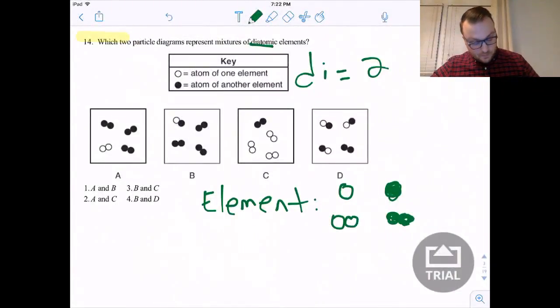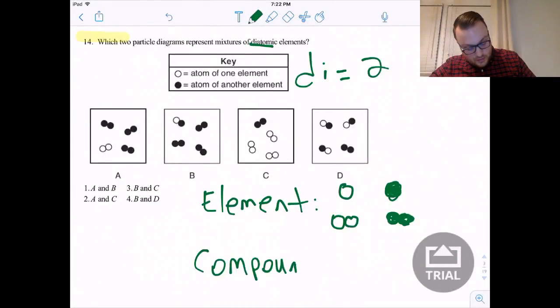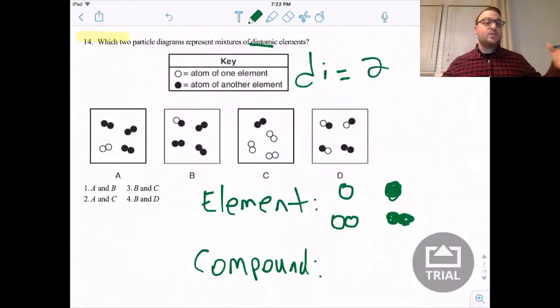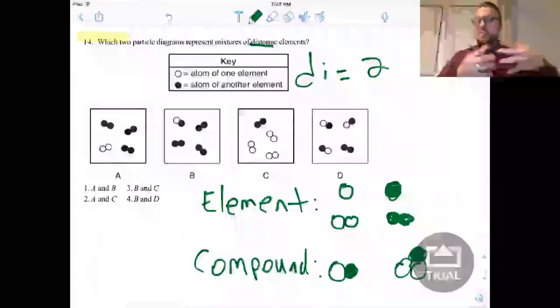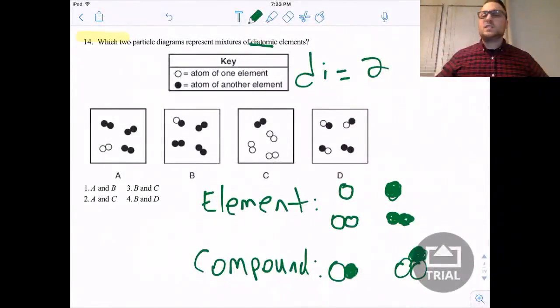A compound is even easier to recognize. If there's 2 different colored things attached to each other, we assume, using this key, that those are 2 different elements. And that's the definition of a compound. 2 or more different things attached to each other. So a compound can look like this. A compound can look like this, etc. As soon as you see 2 different things and they're together, 3 different things and they're together, 4 different things, doesn't matter, you have yourself a compound.